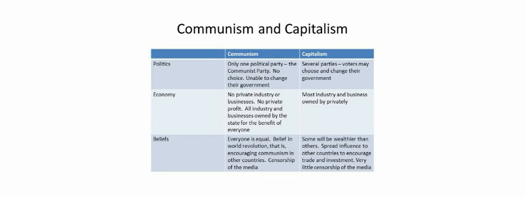Let's walk through them. So in politics, if you were a communist, you believed that there should be only one political party, the Communist Party. There should be no choice, unable to change their government. The Communist Party will make all decisions on behalf of the people.